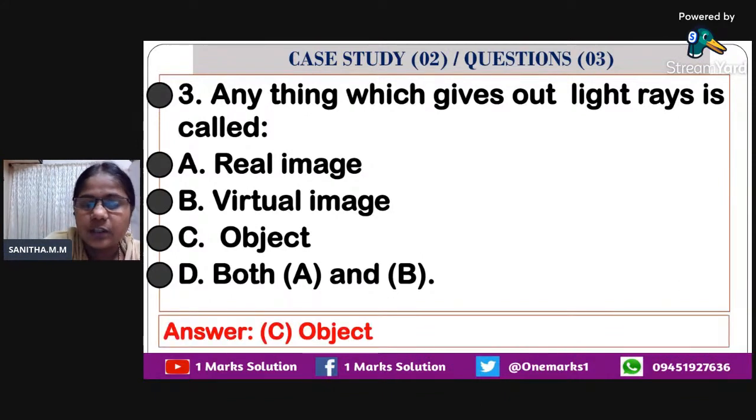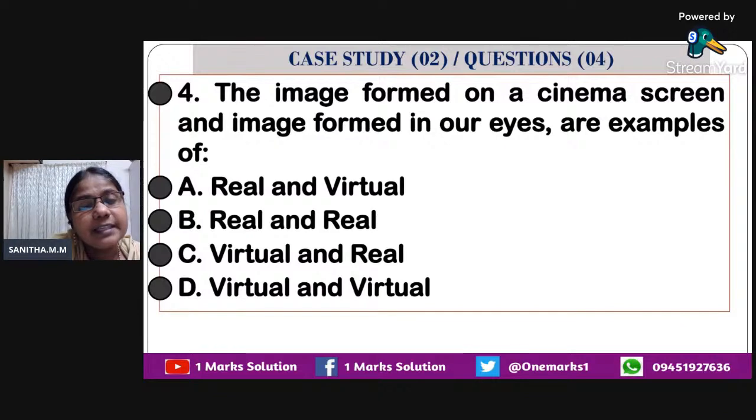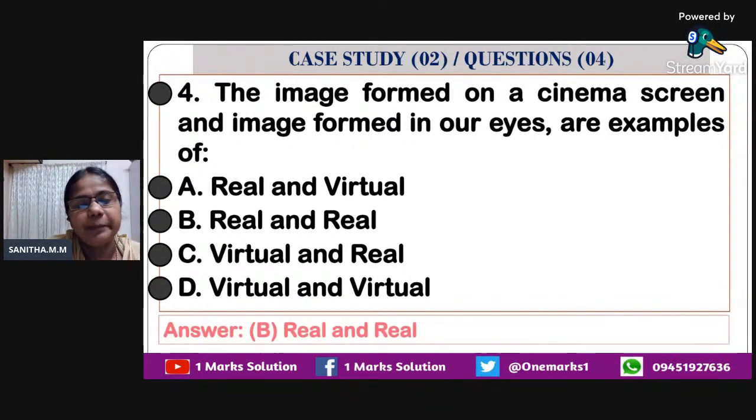Then the next one, that is option C. Next, the image formed on a cinema screen and the image formed on our eyes, both are examples of: real and virtual, real and real, virtual and real, or virtual and virtual. Which one is correct? Screen. Anyway, we are getting it on the screen. So no doubt it will be real and real. So the option will be B. The correct option will be B.